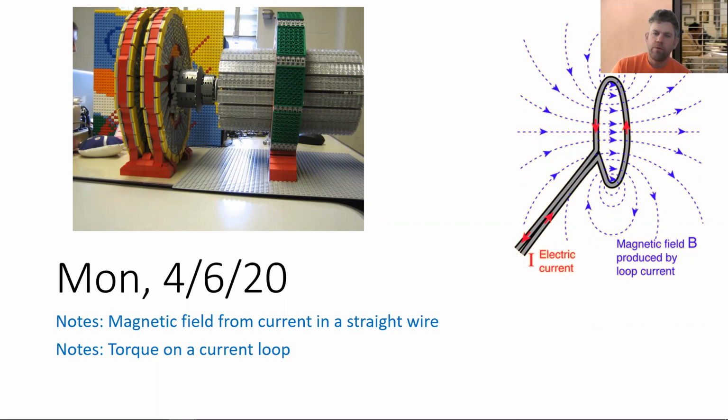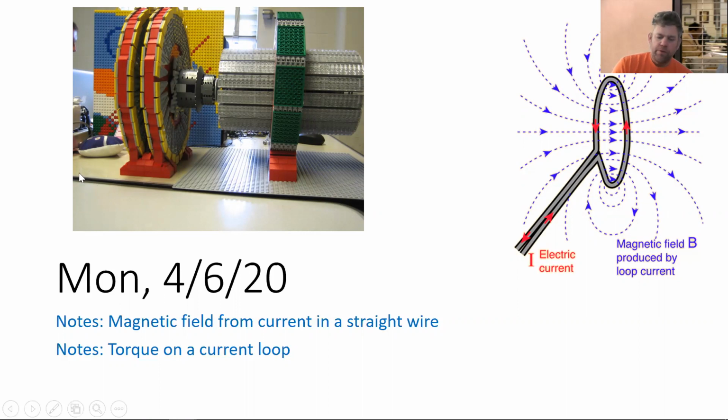But today, what we're going to do for notes is we're going to talk about magnetic field from current in a straight wire. We're also going to talk about torque on a current loop as well, okay? So let's get it started.